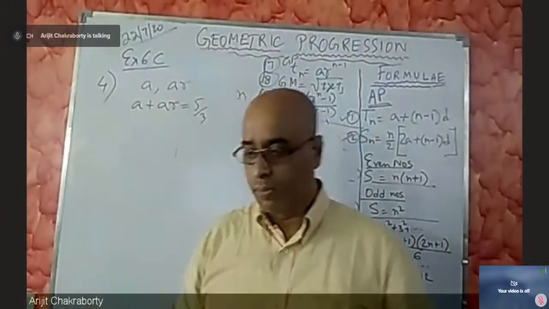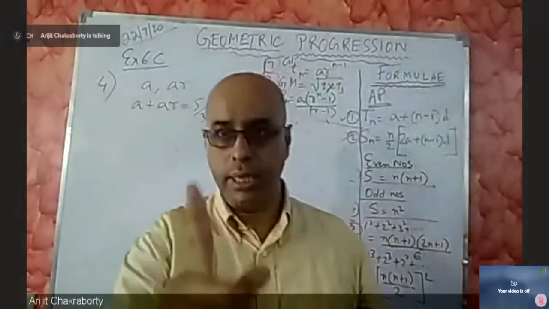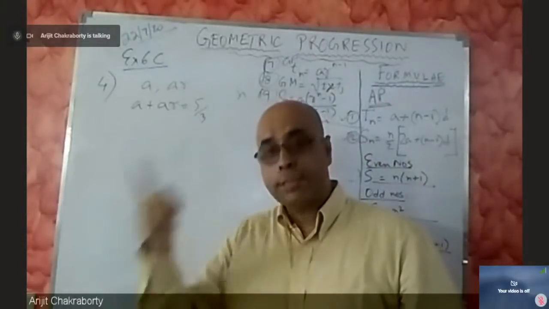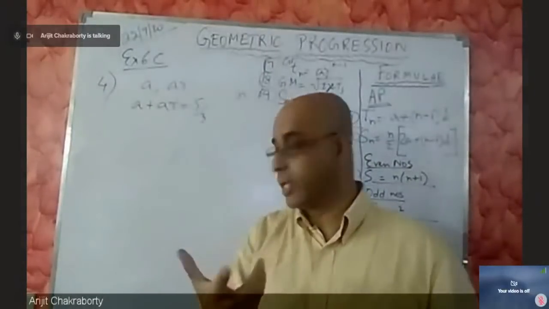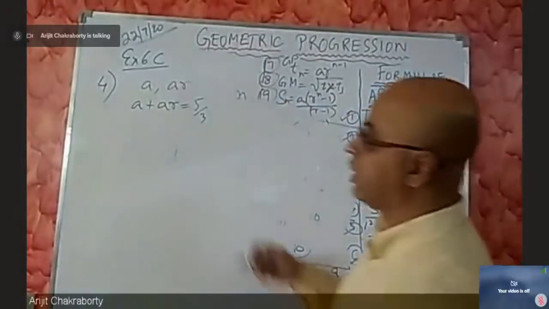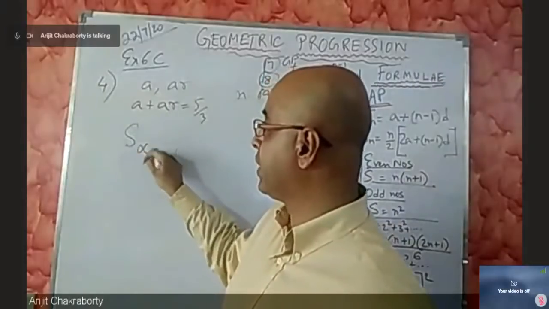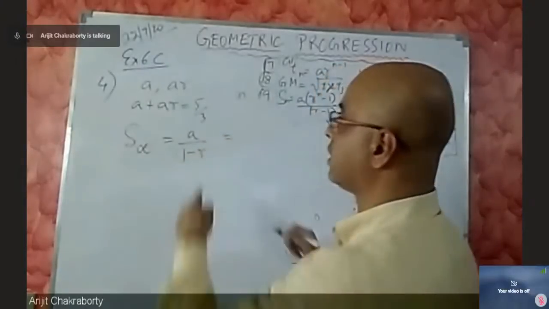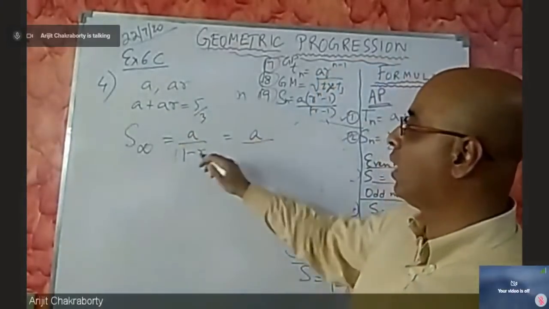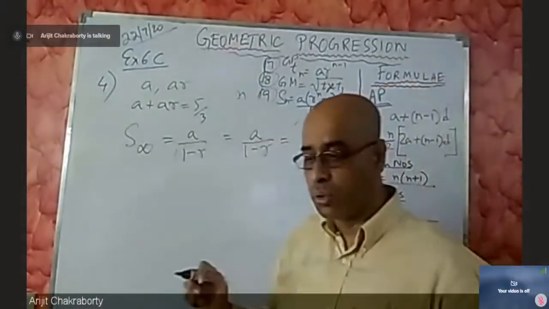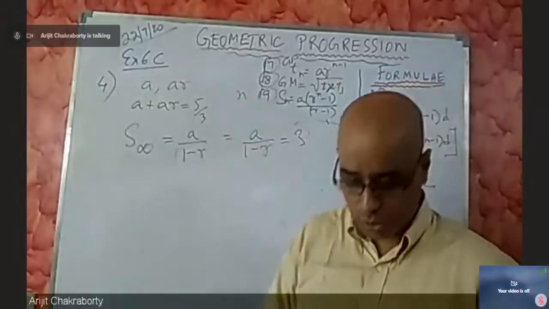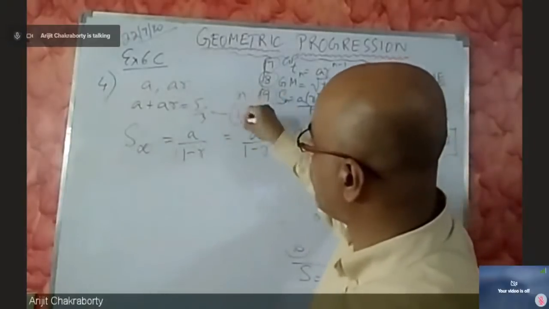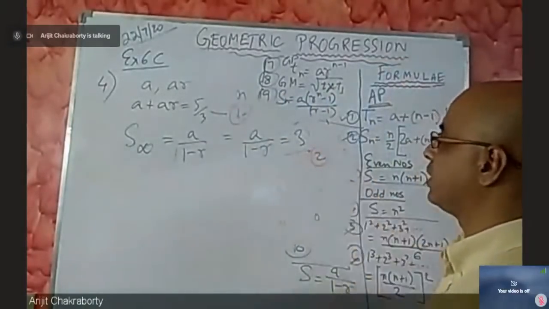Please see the problem, problem number 4, exercise 6C. So A plus AR is 5 by 3, this is given. Sum to infinity of the series is also given. The formula for sum to infinity is A divided by 1 minus R, and this is equal to 3. So we have got two equations. A plus AR equal to 5 by 3, this is equation number 1, and A by 1 minus R equal to 3, this is equation number 2.